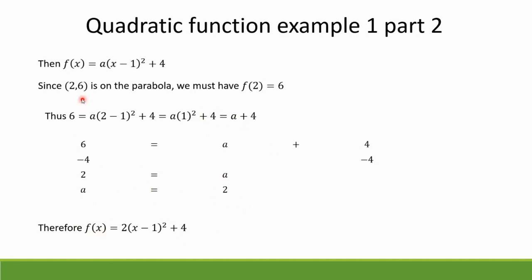You could graph in Desmos to see if your answer is right. That is, this point on the parabola, and is the point (1, 4) really the vertex? And you should get that it is. You could graph it in Desmos if you want, as a check. All right. Any questions on that?